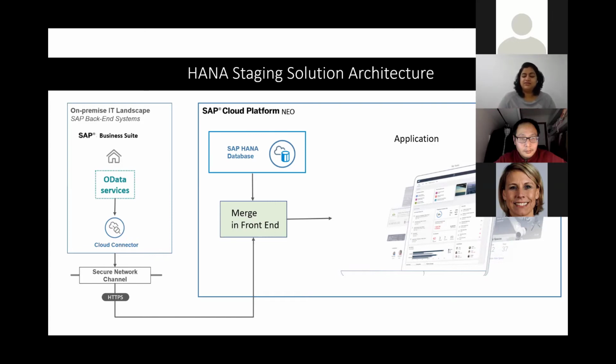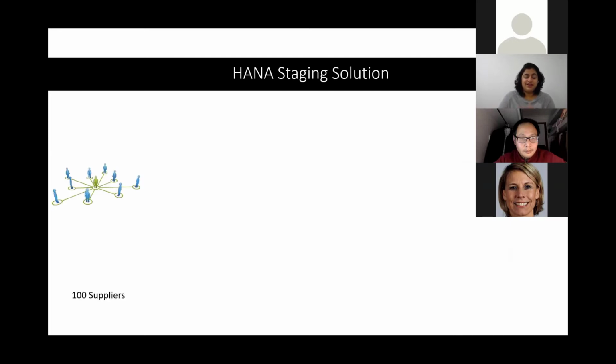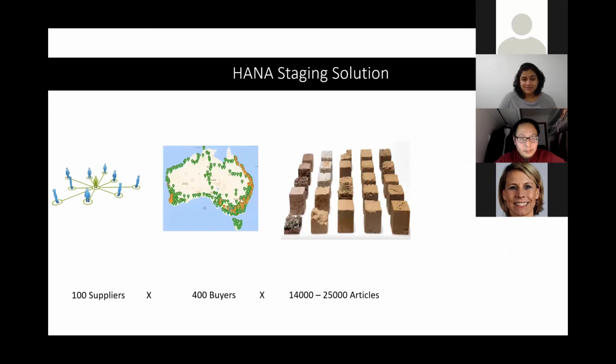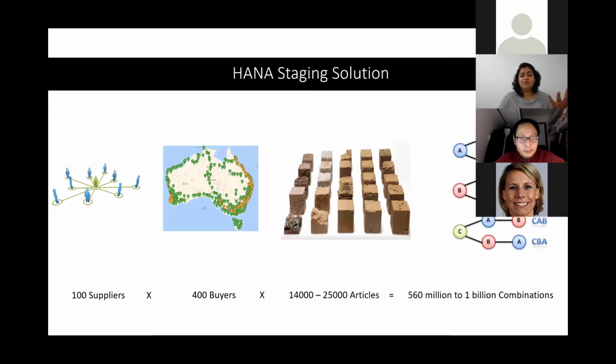But what started happening is we started to get more and more data. You had 100 or more suppliers, and this many buyers, and this many articles. So the combination was up to 1 billion. That was not going to work for us. Also, because I was talking about the ECC, we had this standard component called IWBEP, which itself was taking like 2 minutes just to process the data.